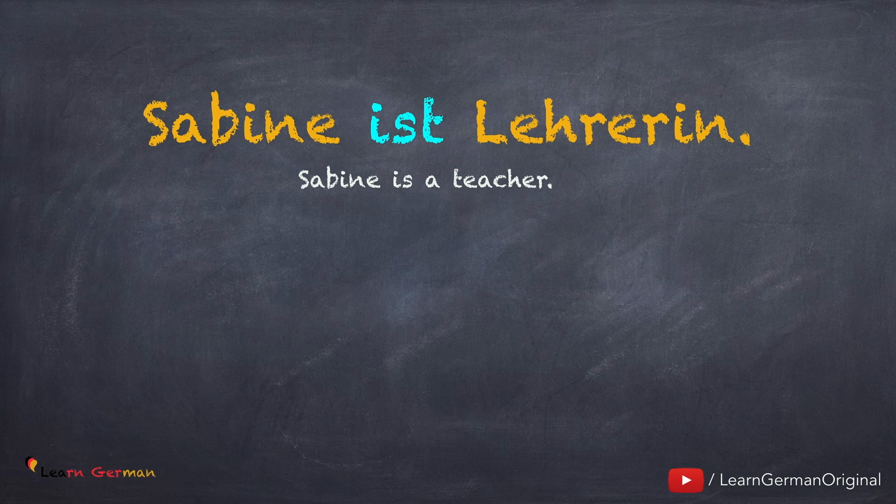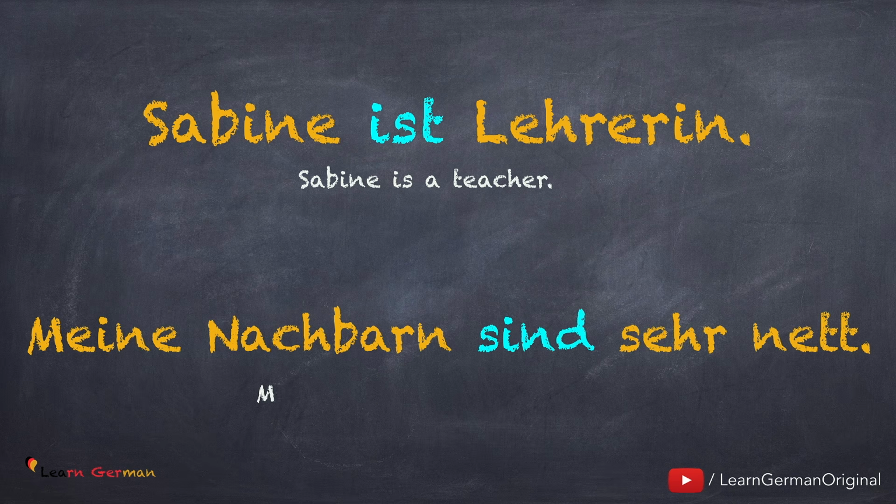Here again, in the next two sentences, we don't have a direct pronoun. Sabine ist Lehrerin. Since Sabine is feminine and singular, we will conjugate the verb according to the pronoun that can replace Sabine here in the sentence, which is sie, singular third person. Meine Nachbarn sind sehr nett. The subject here is meine Nachbarn. Which pronoun would replace it? It's in the third person and plural, for which we have sie, and the verb is conjugated according to it. Sie sind, meine Nachbarn sind.